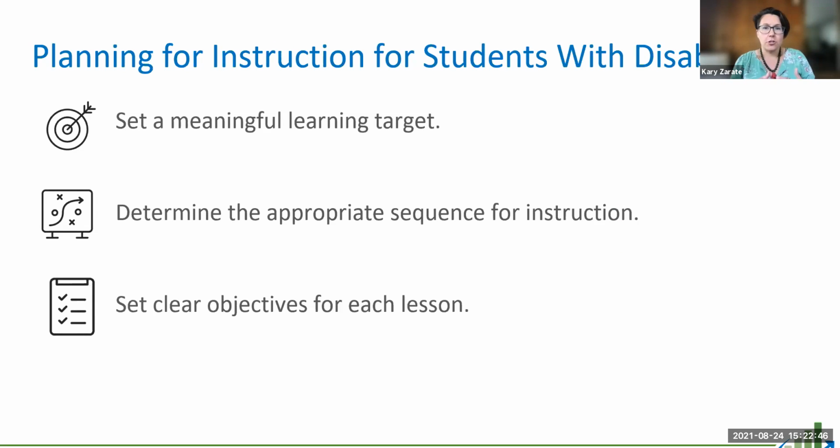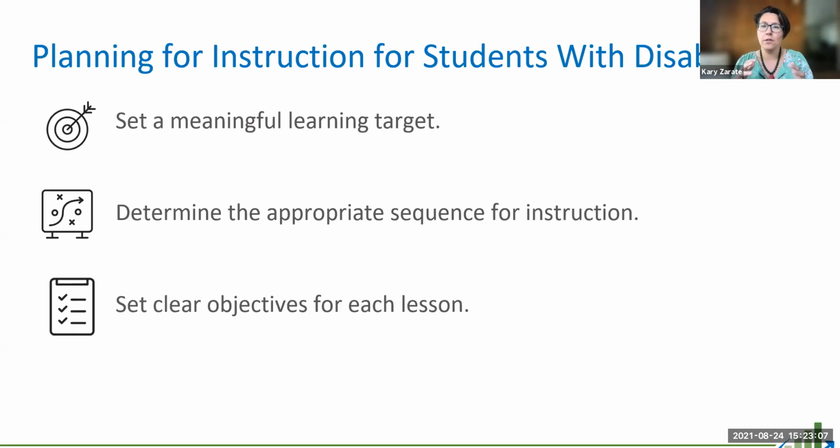When you're planning instruction for students with disabilities, there are 3 key steps to keep in your mind. The first one is setting meaningful learning targets. This is not something we do off the cuff. Setting meaningful learning targets takes a healthy amount of work. And when I'm talking about targets, I'm talking about long-term outcomes.